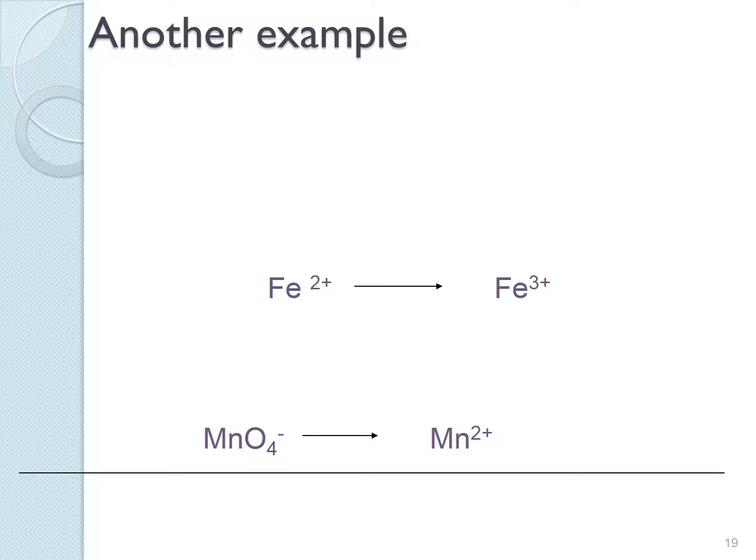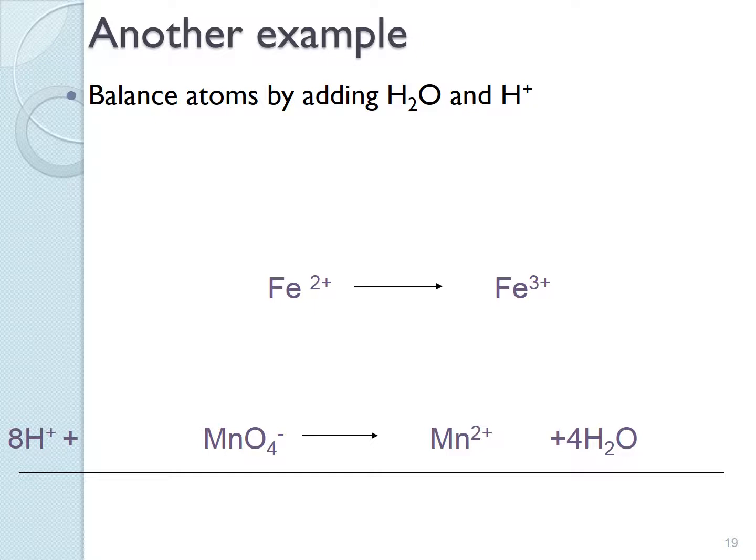Now we want to balance each half reaction. So the first thing we want to do is balance everything that's not H2O or H plus. That was already done. There's 1 Fe on each side. There's 1 Mn on both sides. Now we have to balance oxygen by adding H2O. There's 4 O's on the left-hand side, so we have to add 4 H2O's on the right. Now that we've done that, we have 8 H's on the right, so we have to add 8 H pluses on the left.